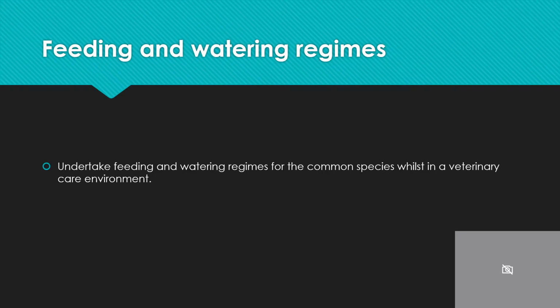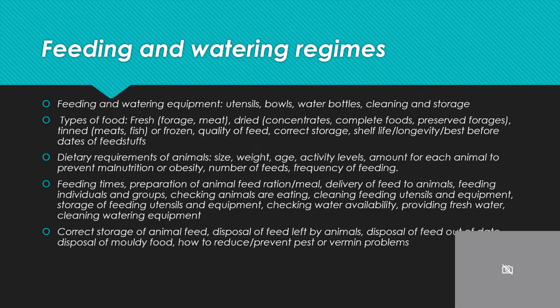Feeding and watering regimes. In veterinary practice, you're going to need to undertake the feeding and watering regimes for the common species that you would encounter in your environment, and this will link to your e-portfolio. We need basic feeding and watering equipment. This includes utensils, bowls, water bottles, and we need to be aware of the cleaning and storage of such items.